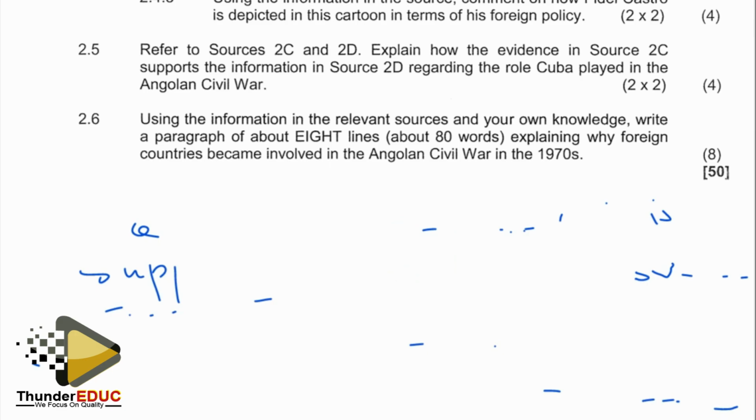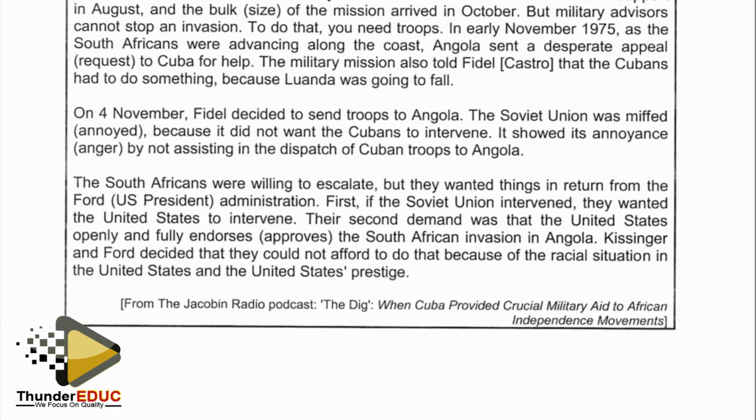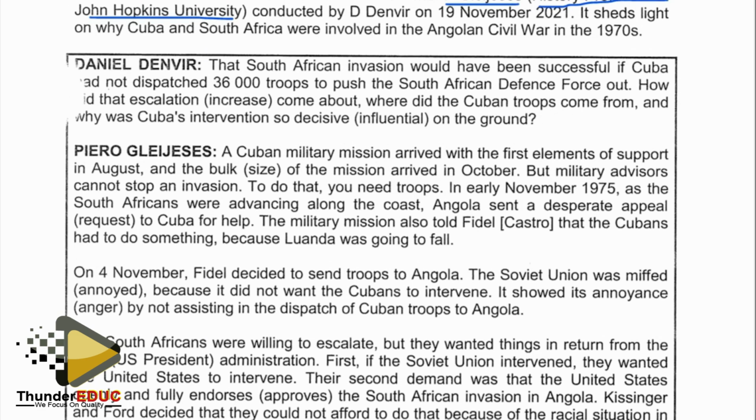If we check, let's first try to check source 2C and see how we can show the support of the two sources. Source 2C is talking about how the South African invasion would have been successful if Cuba had not dispatched 36,000 troops to push back the South African defense forces. The troops came from Cuba's intervention. And why was Cuba's intervention so decisive or influential on the ground?